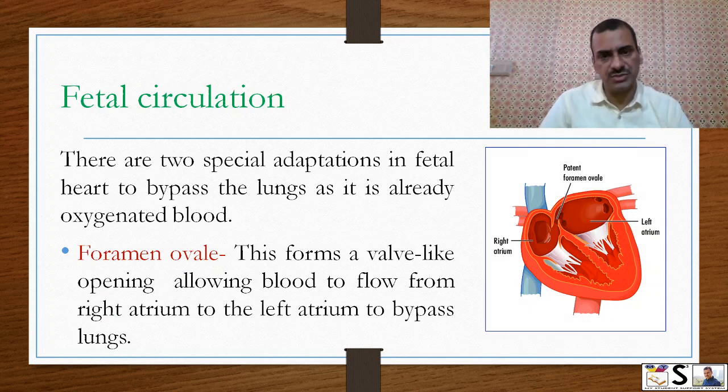There is another special adaptation in the fetal heart to bypass the lungs, as it is already oxygenated blood that we have received from the placenta, and the lungs are non-functional, so there will be a bypass. First is the foramen ovale. What is the foramen ovale? This is like a valve opening between the right atrium and left atrium, allowing blood to flow from the right atrium to the left atrium to bypass the lungs. Directly in this, and then downwards and then to the aorta.